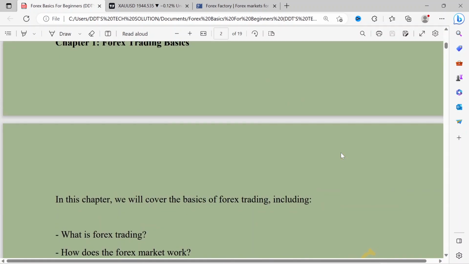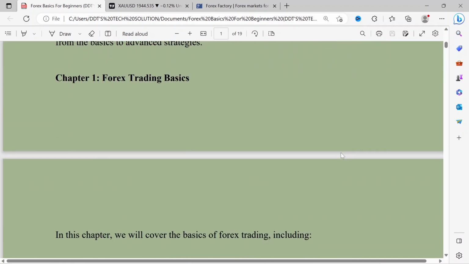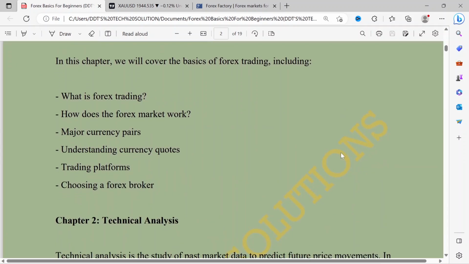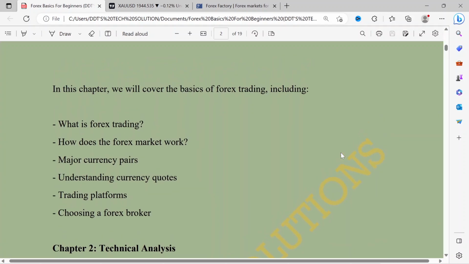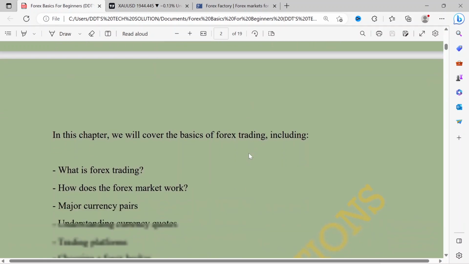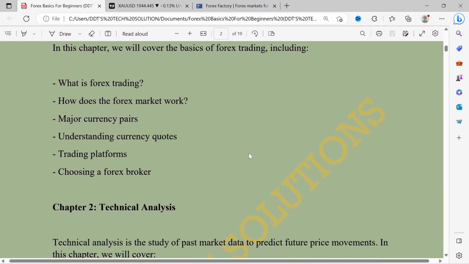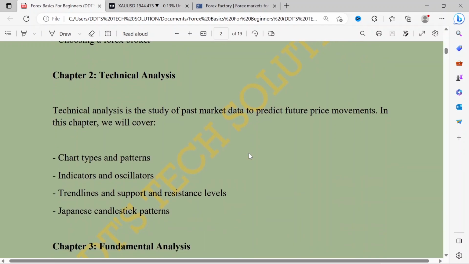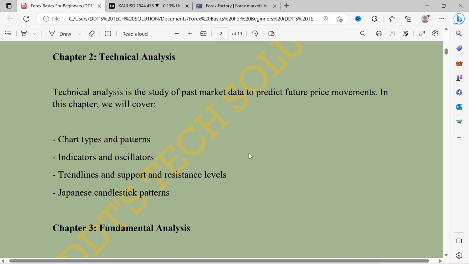So we're going to talk about some forex basics. This is just a summary I'm going to do on the ebook. I'm not going to cover everything in the ebook, so you can just download the ebook and read at your own pace. So talking about the forex trading basics, that's talking about forex and some major currency pairs, as well as some major brokers and trading platforms you can use.